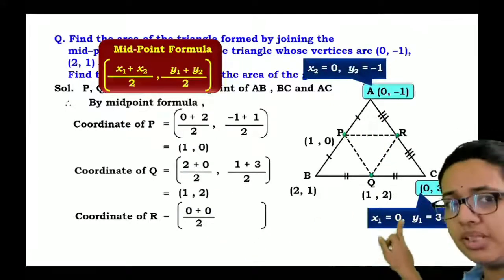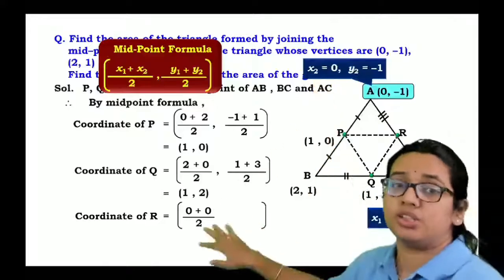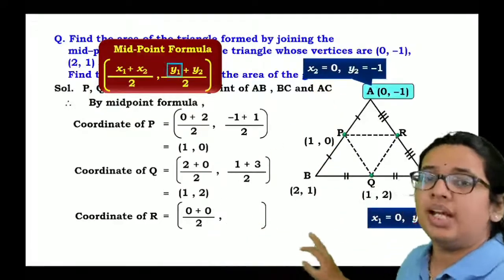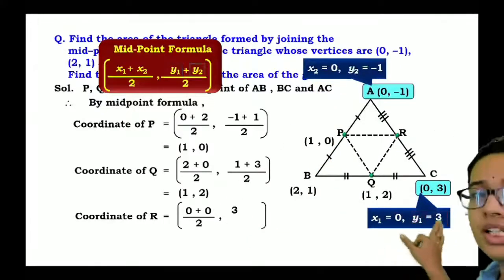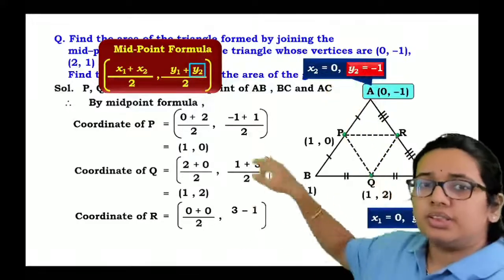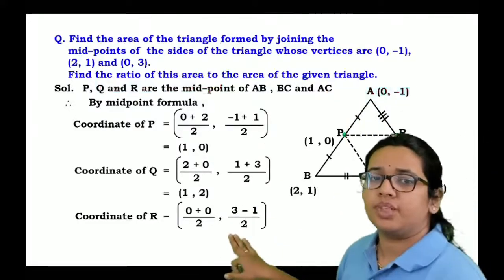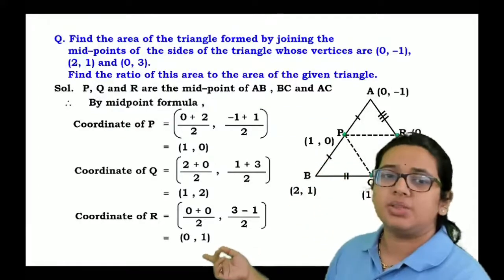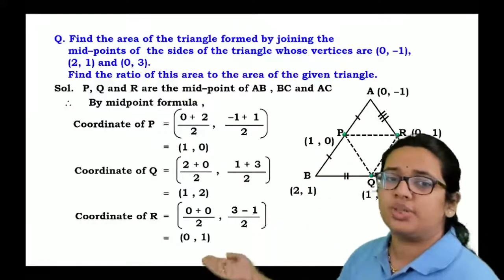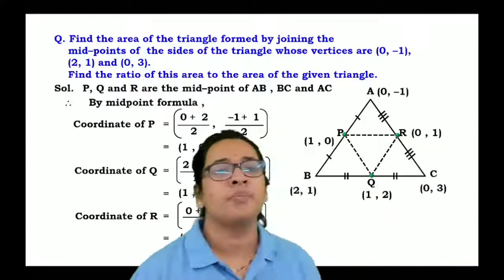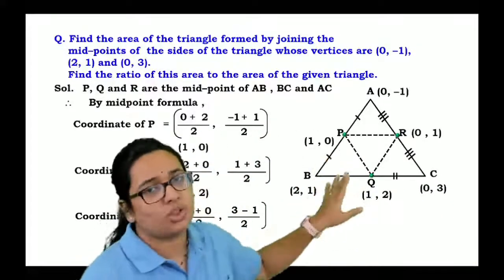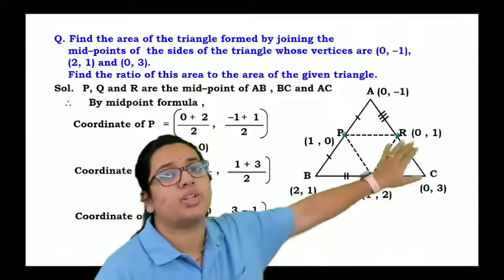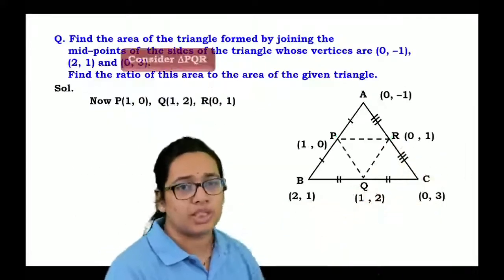But x1 is nothing but 0, x2 is nothing but 0, so 0 plus 0 upon 2. And for the y coordinate, 3 minus 1 upon 2. Hence, after simplifying this, we'll get the coordinates of R, which is nothing but 0, comma 1. Coordinates of P is 1, 0, coordinates of Q is 1, 2, and coordinates of R is 0, comma 1.